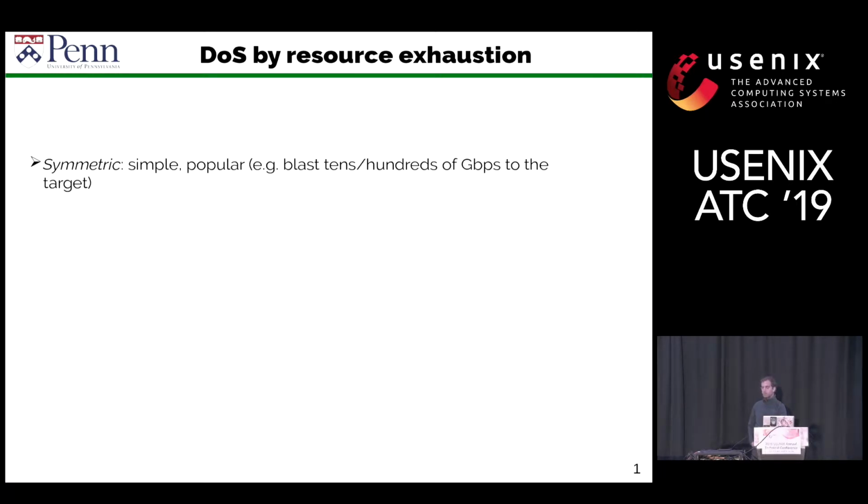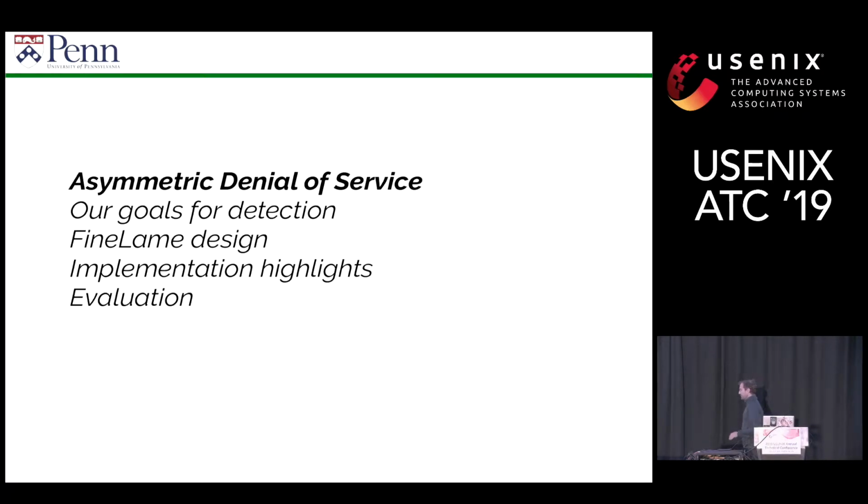Now there is a second way to exhaust resources at the defender, and those are asymmetric attacks. Those are much more pernicious and harder to detect. Basically, they drastically reduce the ratio in favor of the attacker so that with much fewer resources involved, I can force you to consume a lot of resources. So today, I'm going to give you a little bit of background on those attacks and deduce what our goals are when we want to detect them. Remember, an effective mitigation needs an effective detection step. And I'm going to introduce FineLame, which is our architecture to detect those attacks.